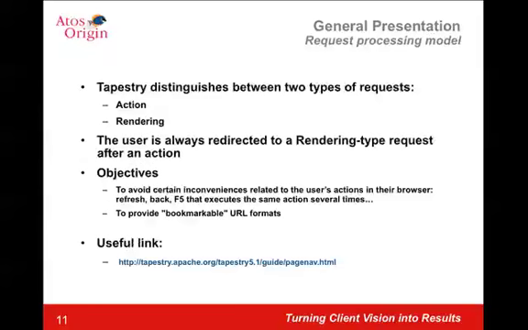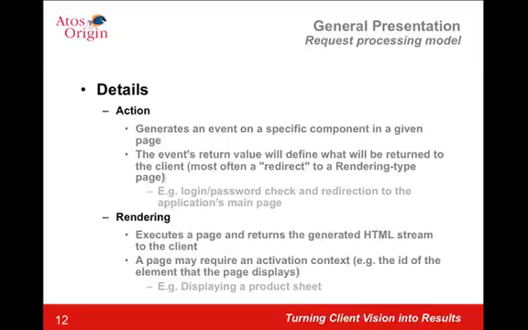We have 2 types of requests, action requests and render requests. And every time we have an action request, we will automatically have a redirect just after to a render request. For example, when you click to delete a row in a grid, it will delete the row and refresh the page. We will have 2 requests. This avoids certain issues with some user actions, for example, refreshing the form several times.